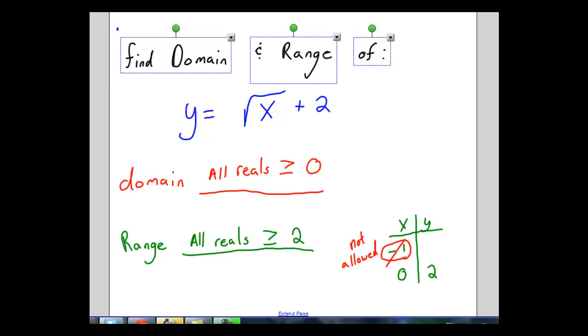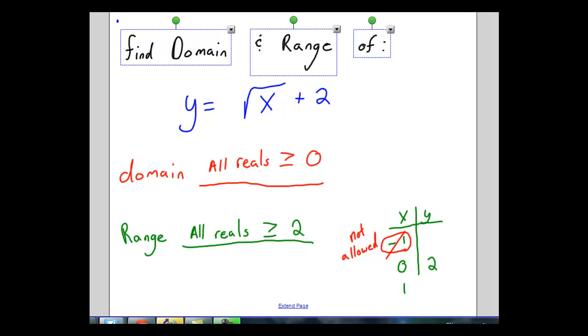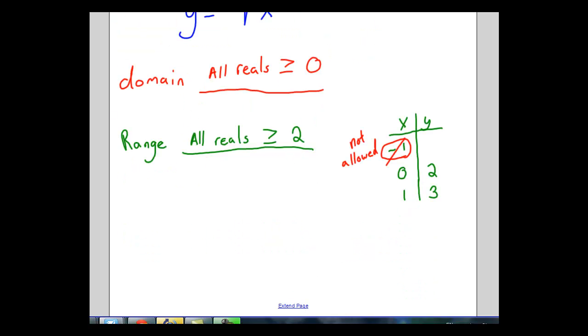Alright, well I can do that with 1. If I plug in 1 right here, square root of 1 is 1, 1 plus 2 is 3. And I can keep going, I can plug in any number. If I plug in 4 for x, I get 4 for y, so on and so forth. 16, I get 6, and it keeps going. So therefore, you can see that my range starts with 2, and it keeps going. It's all the reals from 2 to infinity.